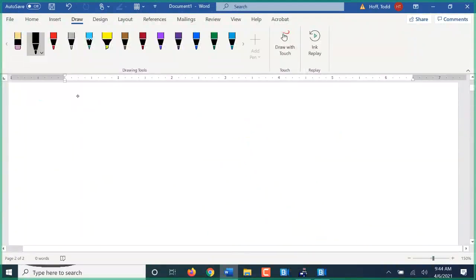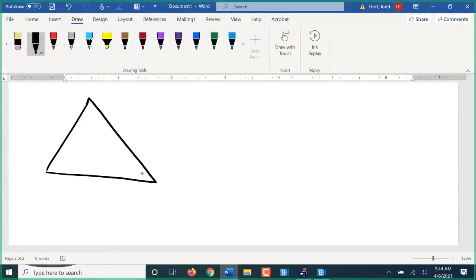The third possibility is having all three sides.